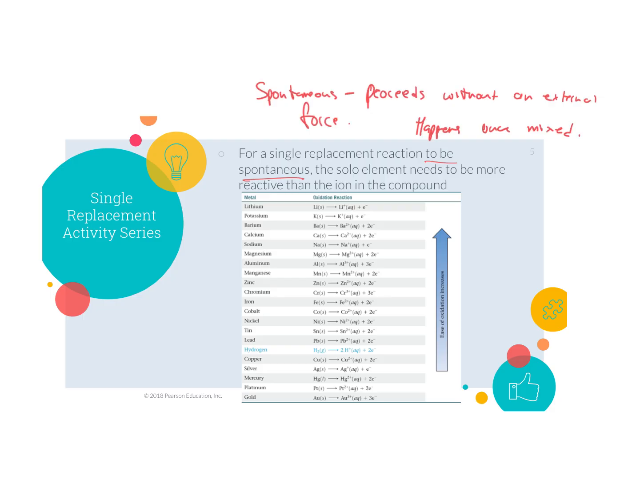So for example, when you've seen in class when I did that precipitation of lead iodide, right? Lead iodide precipitated on its own. I didn't have to add anything extra into it. And so the solo element needs to be more reactive than the ion of the compound.